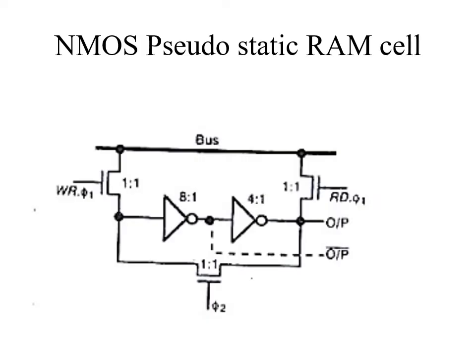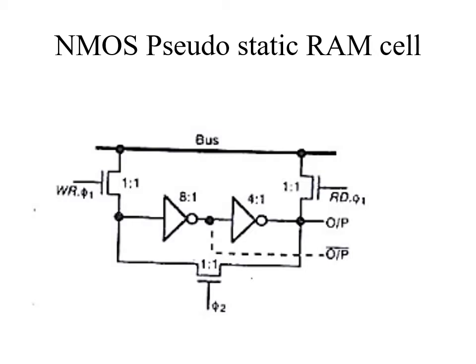In the last session, we discussed 3 transistor and 1 transistor dynamic memory. We'll continue with the discussion. This is an NMOS pseudo-static RAM cell. As it is a RAM, we can write the data as well as read the data. Both the operations can be performed.